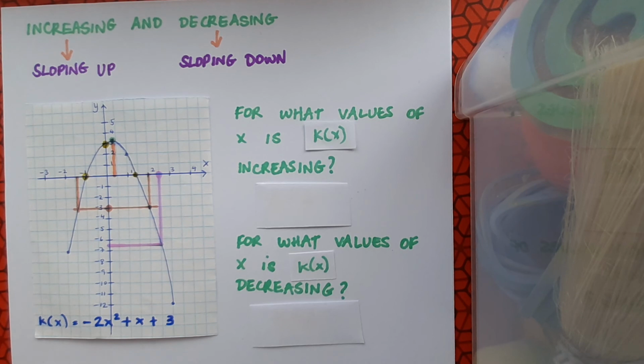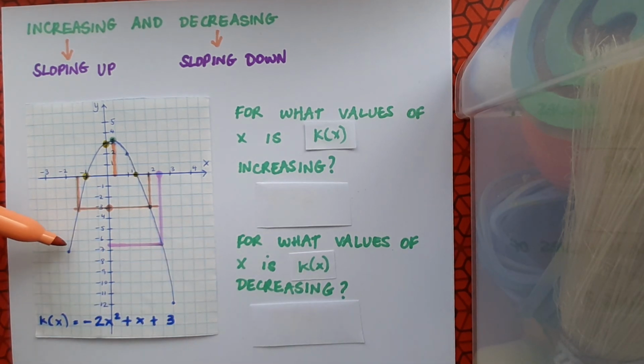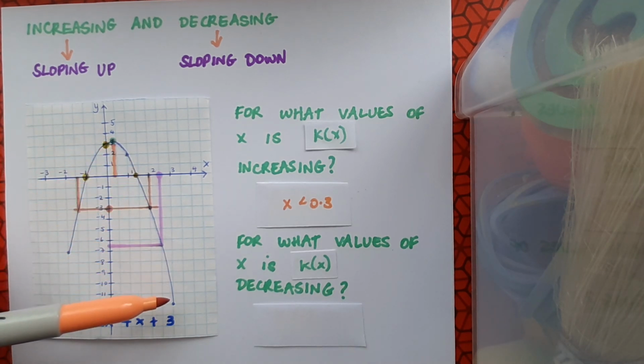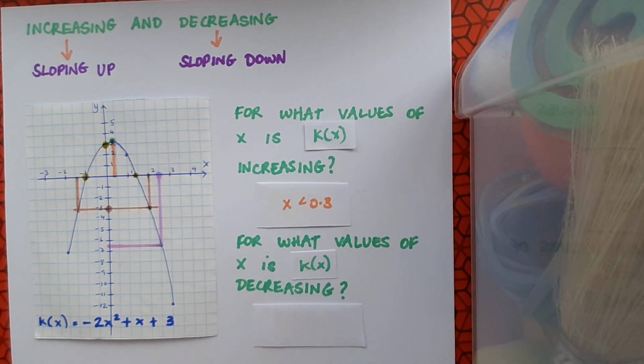Then I'm going to check where the function is increasing. It's increasing when it's sloping up, so that's before I get to this line. So I'm going to say that k of x is increasing when x is, okay, what symbol do you think I should use? Less than or greater than? Less than 0.3. And then it's decreasing after this point, so we'll say that it's decreasing when x is greater than 0.3. For your own sake, for accuracy, use a ruler and use a pencil. I'm only doing it in marker so that it's clearly visible on the video, but I wouldn't suggest doing that yourself.